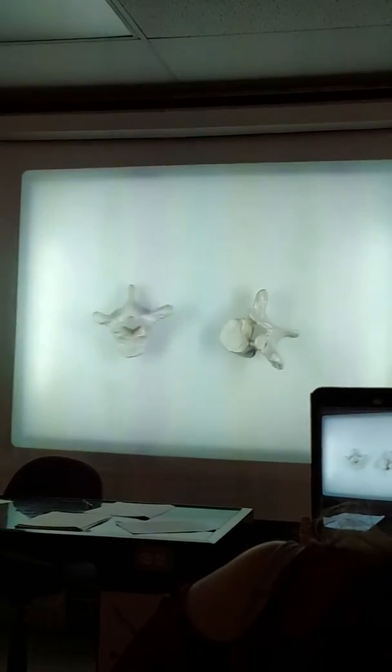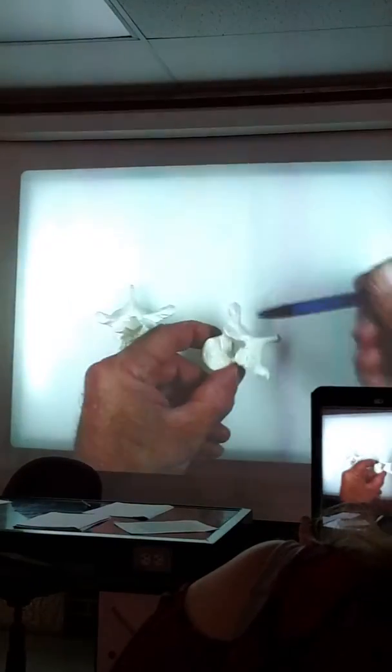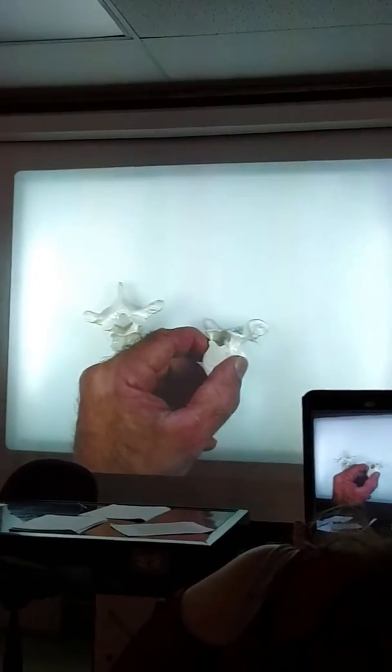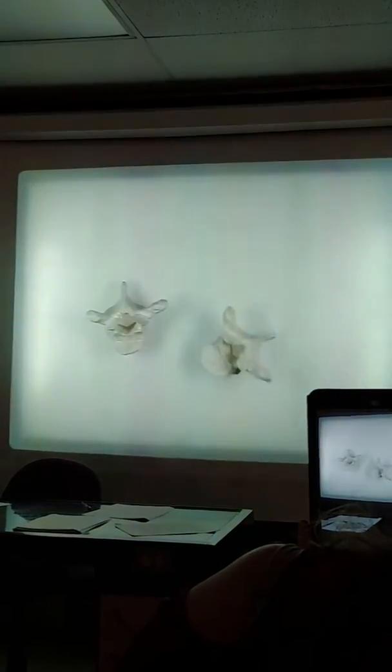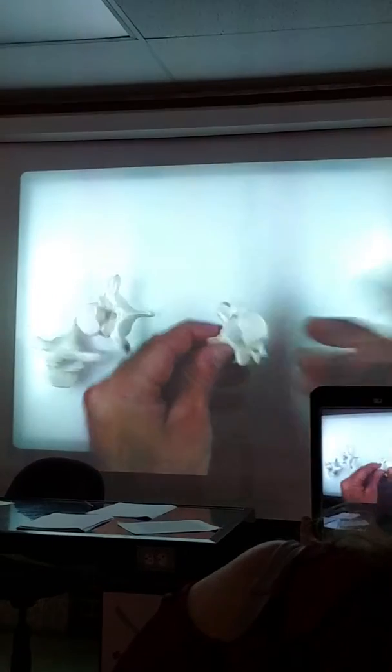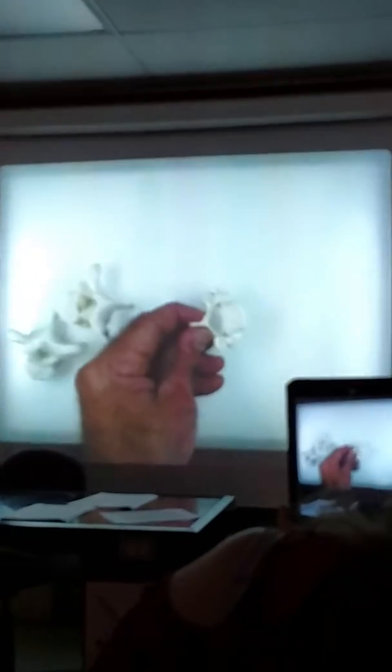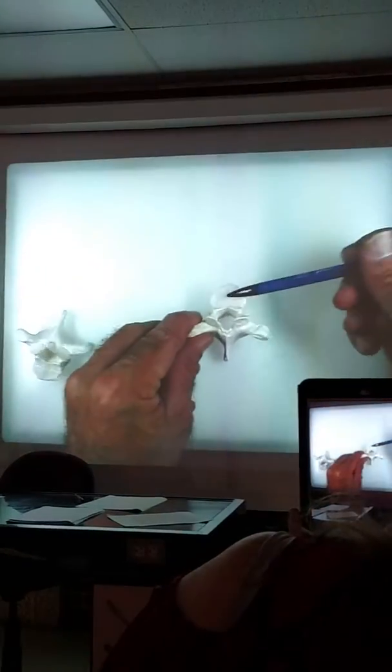All right. The transverse processes. These are the transverse processes, transversely. Now they might have rib facets on them if they're thoracic vertebrae. They might have holes in them if they're cervical vertebrae, but these are transverse processes. That's what they are. The body or centrum is just this. That's the body.